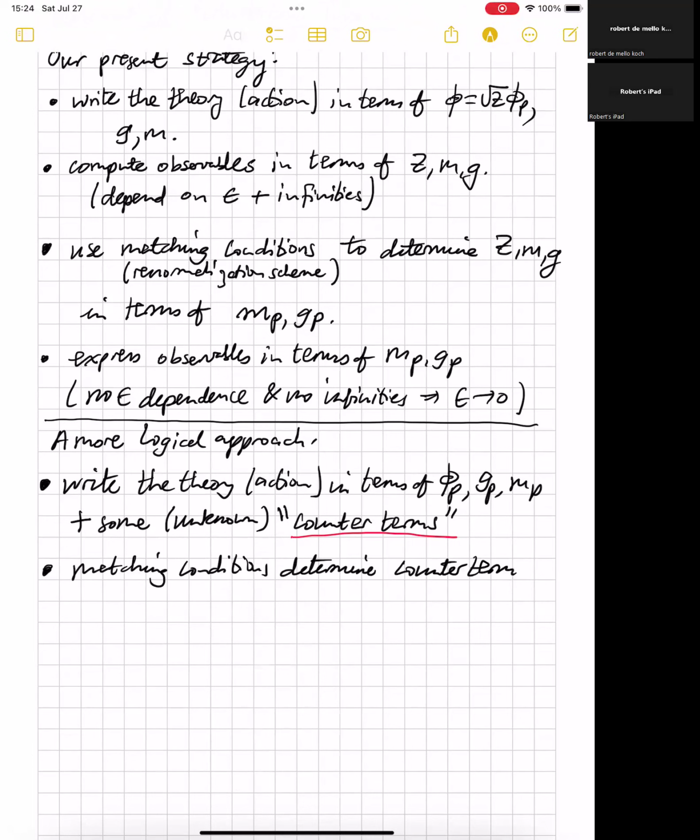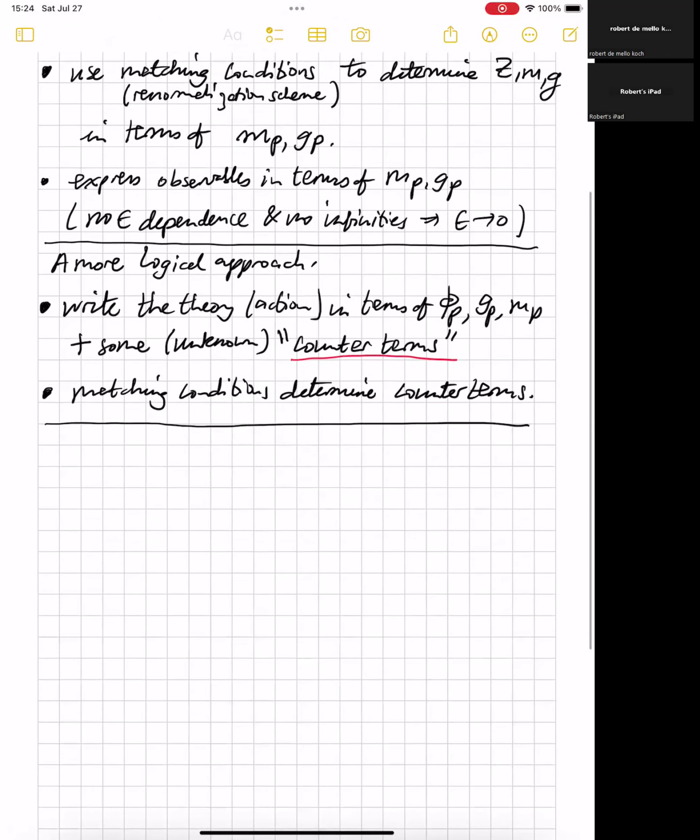But you don't need to start off expressing things in terms of G and M and phi, which are not observables, then figure out how Z, M, and G are related to something that is observable, and then express everything in terms of what's observable. Because we've expressed the theory in terms of the physical field, the physical coupling, and the physical mass, that additional step of re-expressing things is simply not needed. So this is a very economical approach, and there really are just two steps. Let me explain to you now how it works in practice, and let's introduce the counter terms.